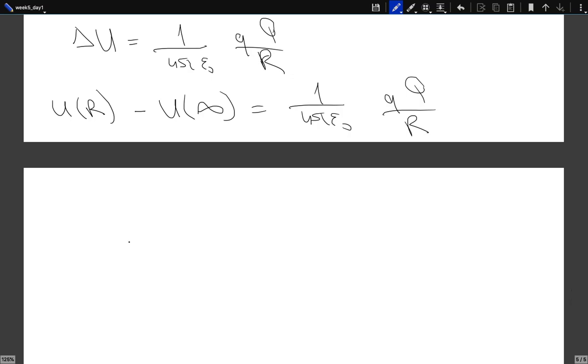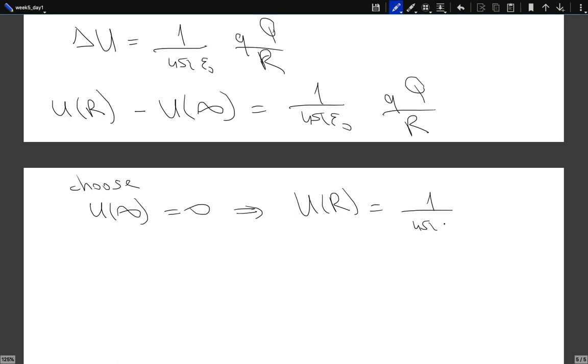And it is conventional most of the time to set U of infinity equal to 0. This is a choice. So U of R is 1 over 4 pi epsilon 0, small q, capital Q over R.